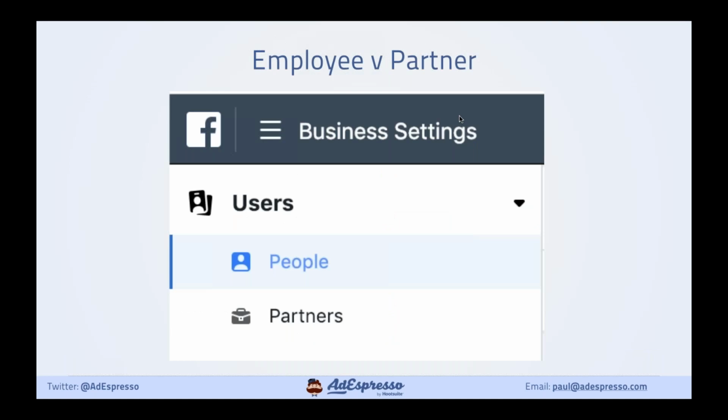Something I haven't touched on so far with people is when you look at your left-hand menu, you've got 2 different options here. You've got people and you've got partners. And this causes a lot of confusion sometimes, so I just want to spend a minute or 2 explaining the difference between these.